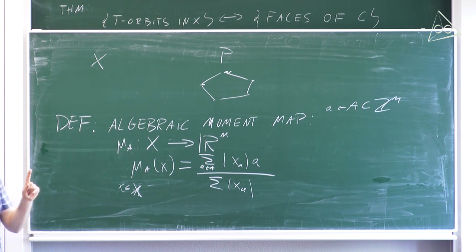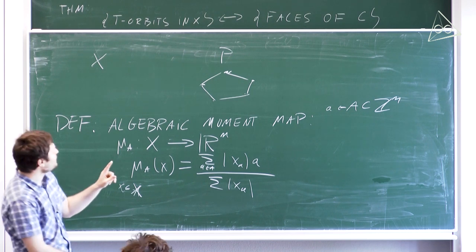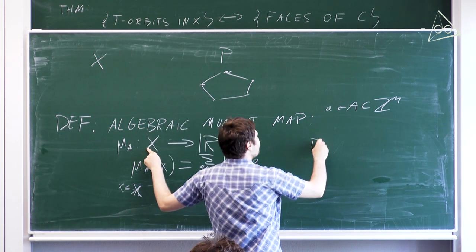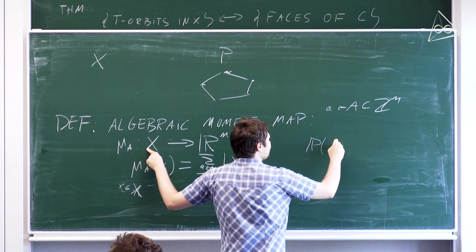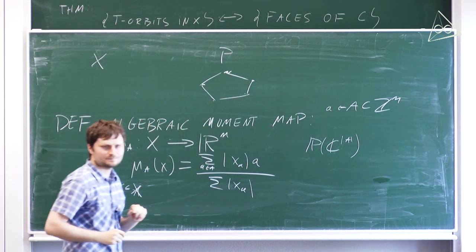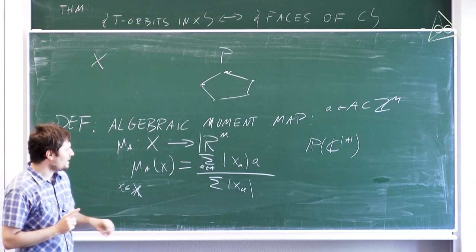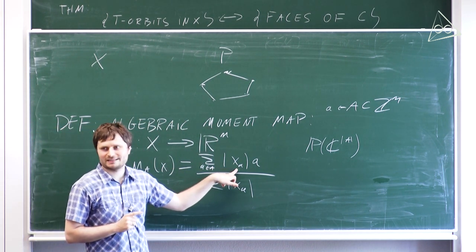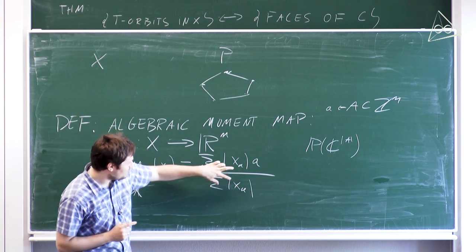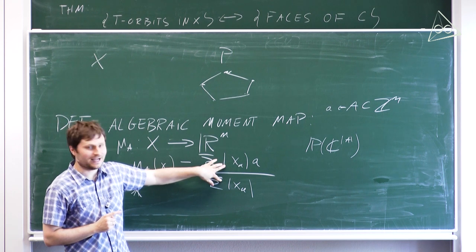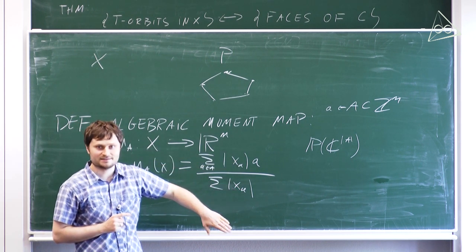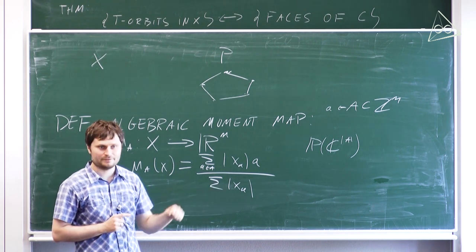Perfect. But there is one problem there. We are talking about a projective variety, so we really work in the projectivization of C^A. So a priori, I cannot talk about the a-th coordinate. I can only talk about it up to scalar. But this fraction makes it well defined. If I multiply everything by lambda here and lambda here, it gets canceled. So this is a well-defined map.